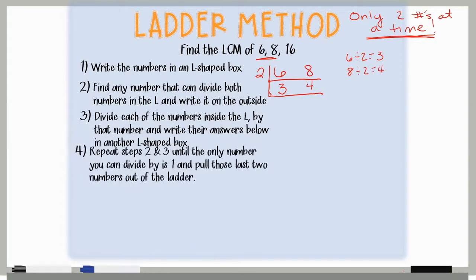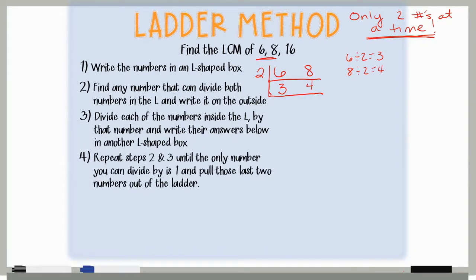Right, so then now step 4 is to repeat steps 2 and 3 until the only number we can divide by is 1. Right, and then once that last number that we can divide by is 1, we're going to pull out the last two numbers. All right, so actually, that is the case. I can't repeat at all because 3 and 4 only have a common factor of 1. So then I'm going to pull 3 and 4 out of the ladder.